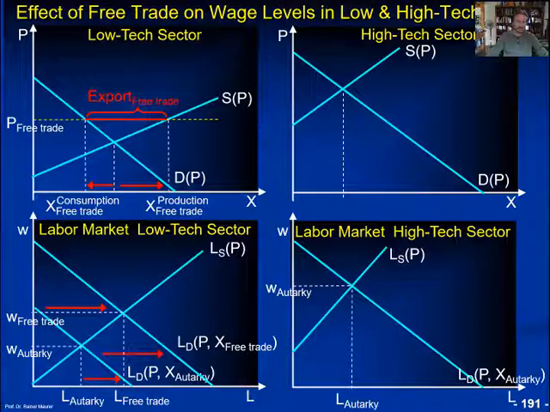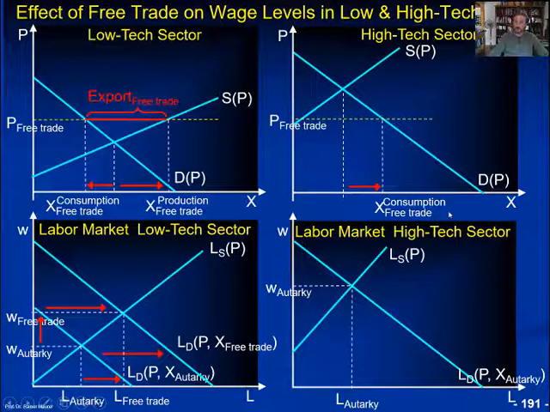In the high-tech sector, of course, the opposite happens. The world market price here is lower than the autarky price, such that domestic demand for high-tech goods grows and domestic production of high-tech goods falls. The difference between domestic consumption and production is now imported.